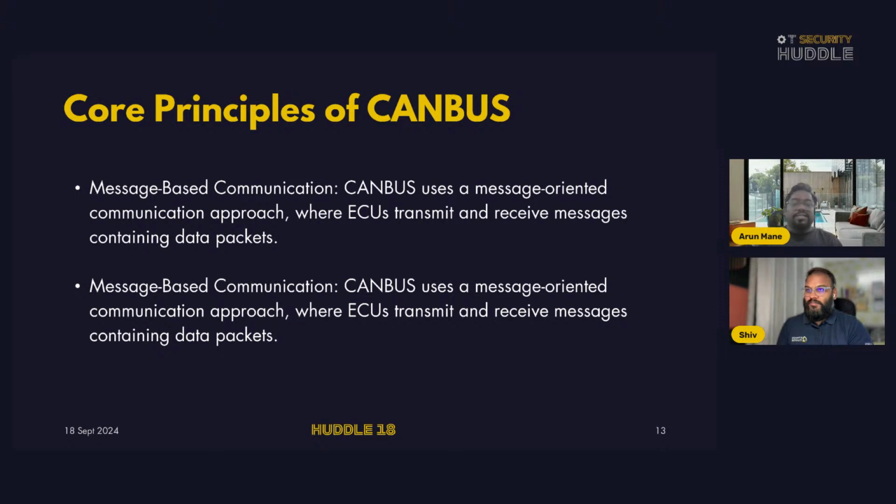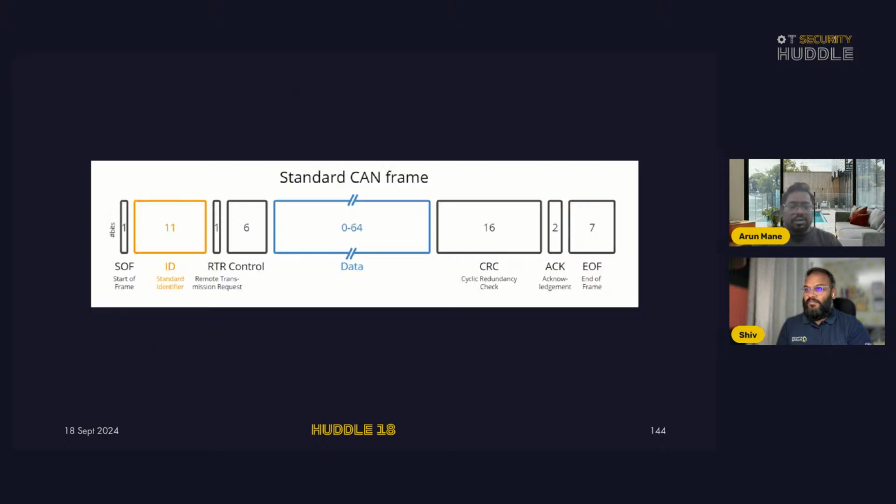Being a message-oriented communication, what exactly happens in the network itself? It broadcasts the entire message in the network. Whatever the message, the arbitration ID, we'll come to that, whichever ECU the arbitration ID is intended for accepts it. Otherwise, it ignores it. So it's a broadcasting nature in the vehicle network. If you are part of the network, you will understand the communication itself.